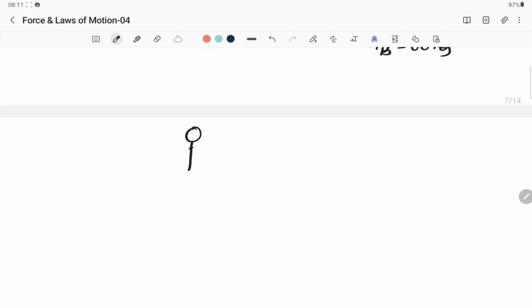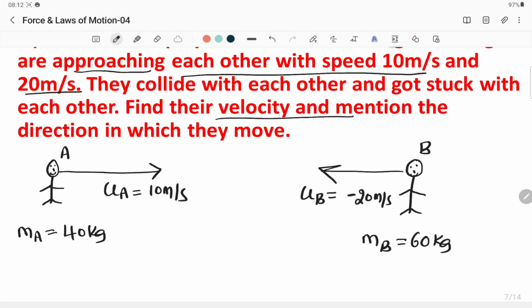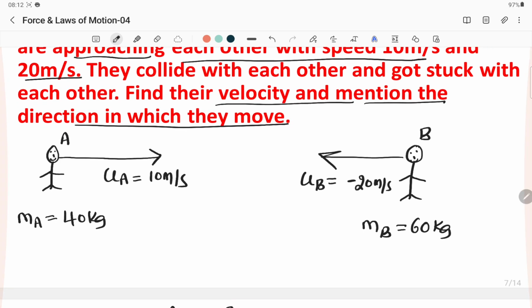They are coming and colliding with each other. For example, they collided with each other. A and B, this is A and this is B. And they are stuck with each other and they will start to move. Either they may move in this direction with some velocity, or they may move in this direction with some velocity. We don't know what that direction is. At the end, they are asking, find their velocity. We'll find out the velocity for sure and mention the direction in which they move. We don't know in which direction they will move. We'll get to know whether they move from right to left or from left to right. We'll see that when we get the answer.